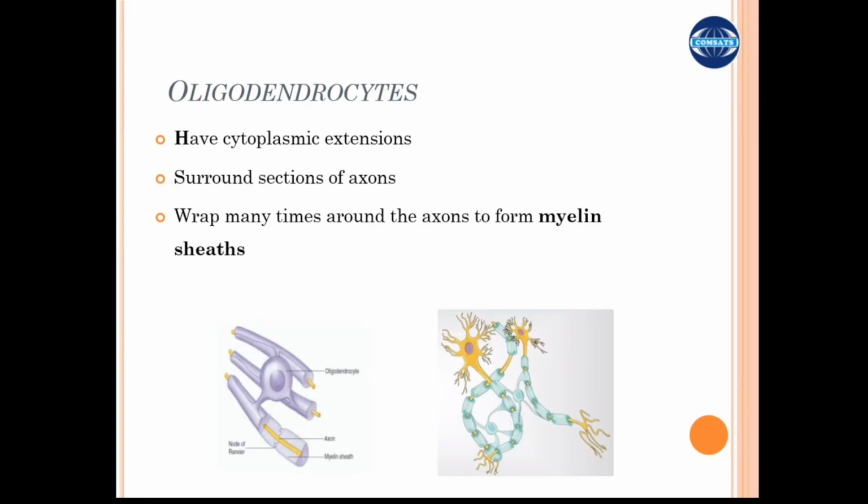The second is the oligodendrocytes. These are similar to the Schwann cells. These have cytoplasmic extensions that wrap around the axons and neurons to form the myelin sheath. Here you see there are 1, 2, 3 different axons which are wrapped by the specific bluish sheath. This sheath is the cytoplasmic extension of the specific cells called oligodendrocytes. So they perform the insulation of the nervous system.